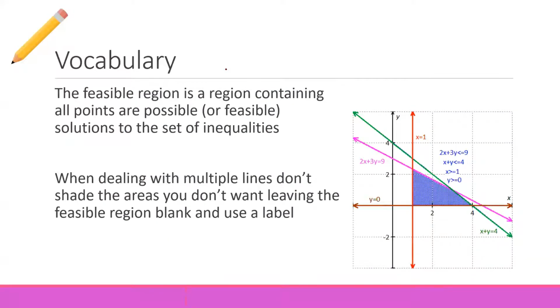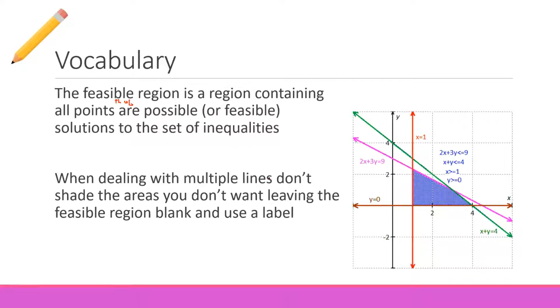Let's talk about, firstly, what's the word here that we're going to use. For the feasible region, what does that mean? The feasible region is a region containing all points that are possible or feasible solutions to the set of inequalities.